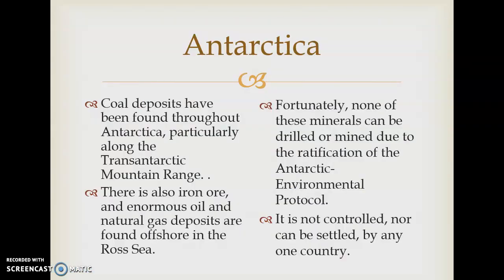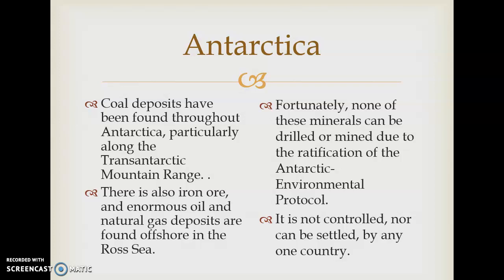Antarctica has coal deposits that have been found throughout Antarctica, particularly along the Trans-Antarctic mountain range. There's also iron ore, and enormous oil and natural gas deposits can be found offshore in the Ross Sea. Fortunately, none of these minerals can be drilled or mined due to the ratification of the Antarctic Environmental Protocol. When we talk about something being ratified, it means that all of the members involved have agreed to it. So that means it's not controlled or settled by any one country.